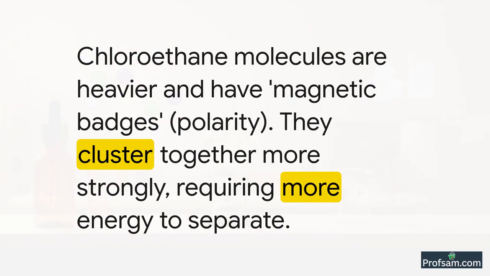But now, let's see what happens with chloroethane. Things are different here. These molecules are like heavier people in the crowd. And not just that, imagine each person is wearing a magnetic badge. What do magnets do? They attract each other. So because of these magnetic badges, which represent our polarity, the people will stick together. They will form clusters. Now, to break this crowd apart, you will need to apply more force, more energy, which means more heat. And that is why chloroethane has a higher boiling point than ethane.